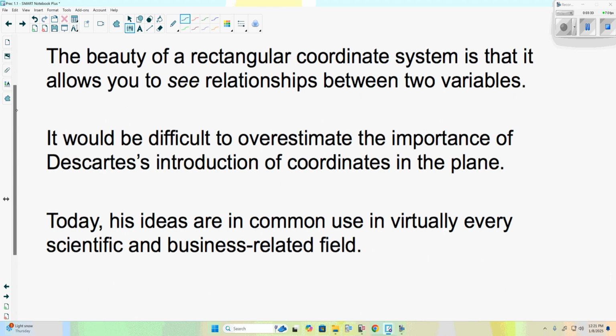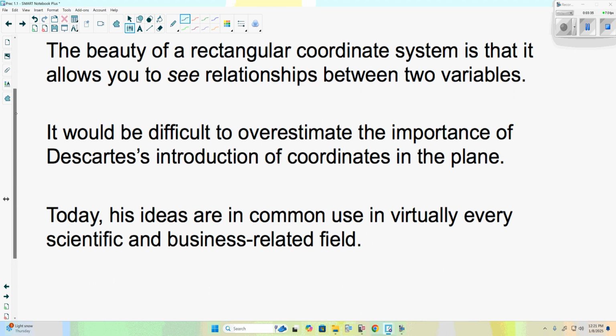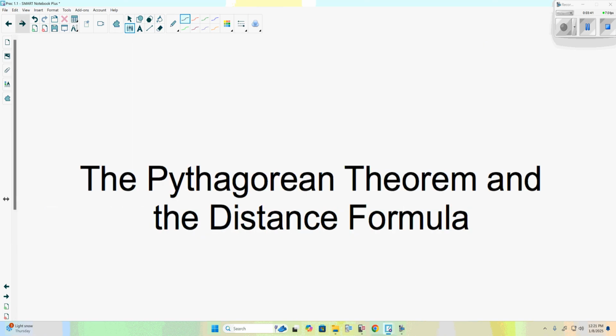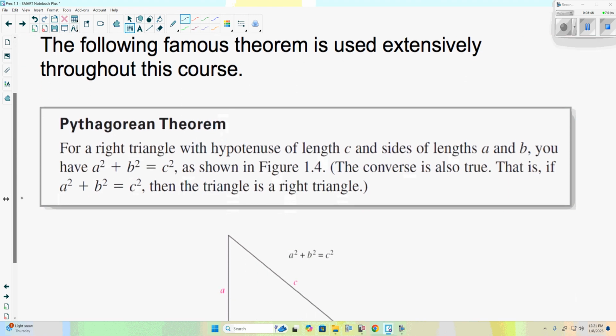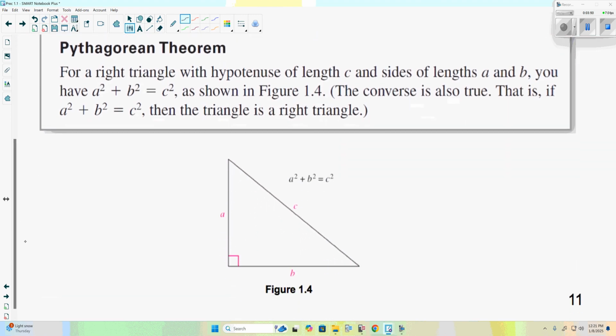The beauty of a rectangular system is that it allows you to see relationships between two variables in a visual way. All right. The following famous theorem is used extensively throughout this course. Pythagorean theorem, a squared plus b squared equals c squared.